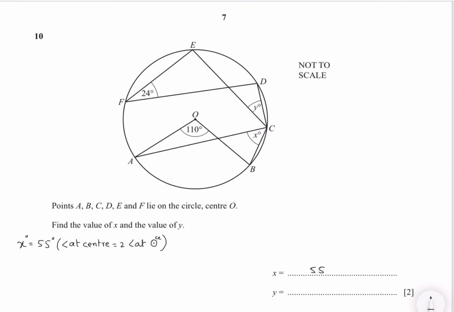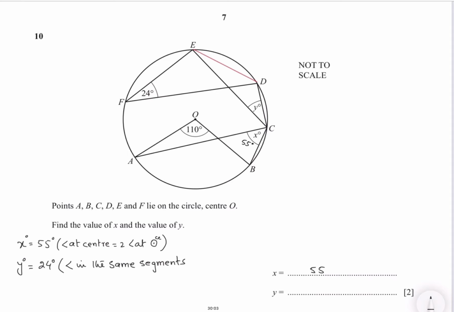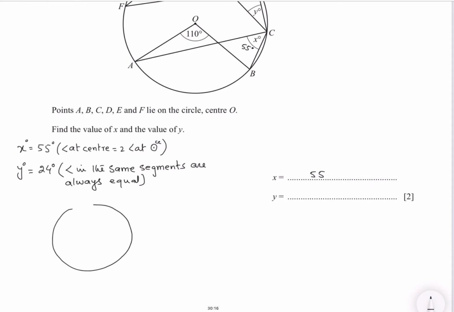And for y, if you draw a line connecting ED, this becomes angles in the same segment, and y would be equal to 24. You can write angles in the same segment are always equal. So let me show you. If you draw a line segment and draw two triangles on that line segment, the angles at the circumference would always be the same.